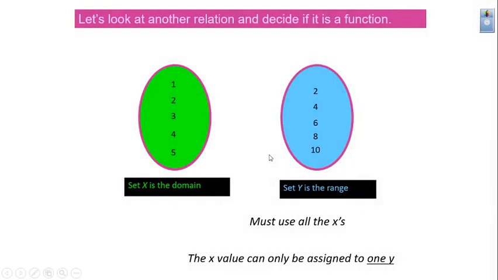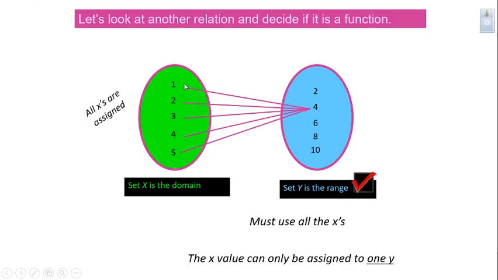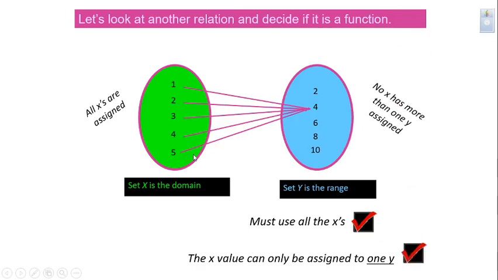What about this one here? 1 goes to 2, 4, 2 goes to 4, 3 goes to 4, 4 goes to 4, and 5 goes to 4. Is this a function? Now, if we stop and think about it, for it to be a function, we need two conditions here. We need all the domain values to be used, and each value should be used once. Are all the domain values used? Yes. Every value goes to something. Is each value used once? Yes. Each value is only used once.